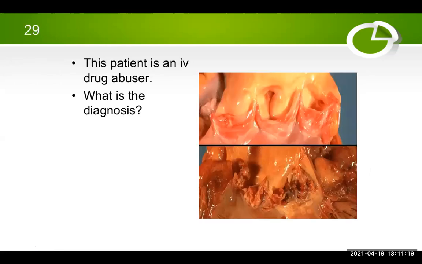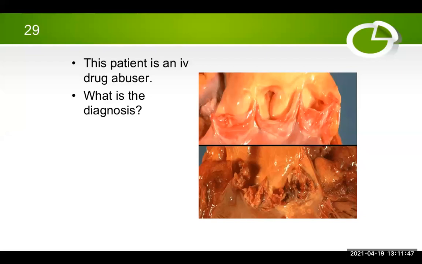This patient is an IV drug abuser. Okay, and the gross specimen is shown here. This is a real specimen from the patient's heart. This is the heart valve actually. See this? And these are the pathological things which are developing on the heart valve. So what's the diagnosis? Infective endocarditis.